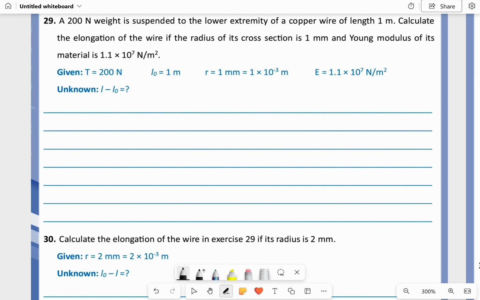We have question 29. Question 29, a 200 weight is suspended to the low extremity of a copper wire of length 1.